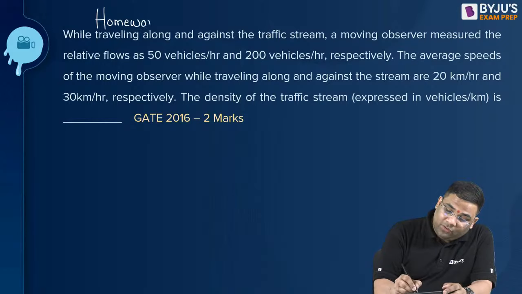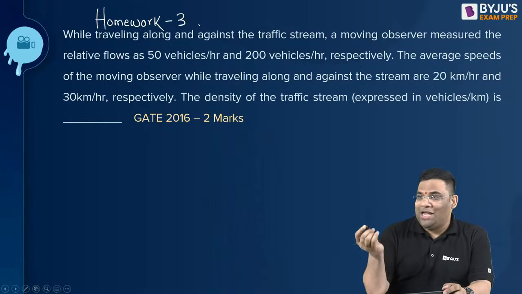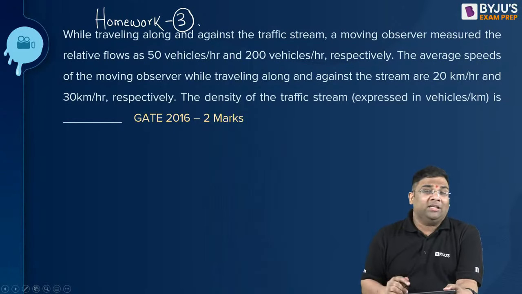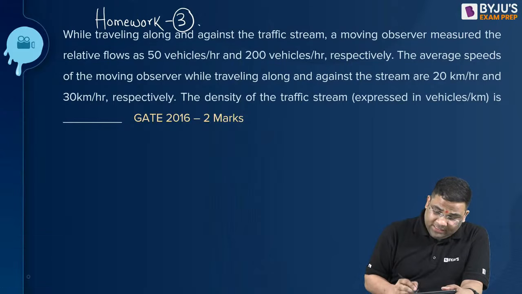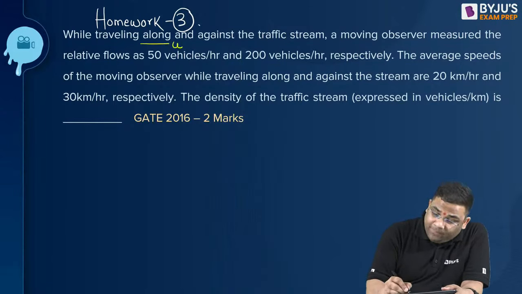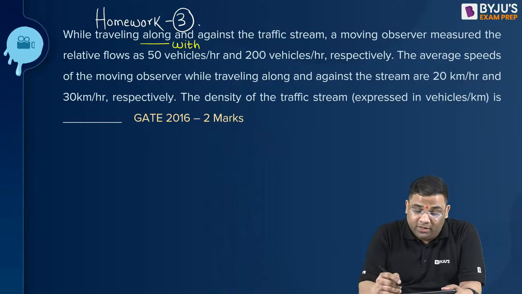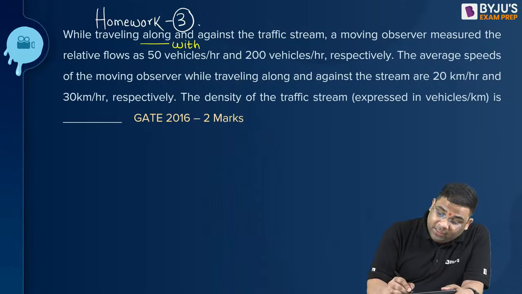Okay. It is homework question number 3. 1 and 2 are coming later. So directly I'll go to homework question number 3. It's a previous year question of GATE. You can easily solve now. You see, along means with. So when they are moving with and against the traffic for the moving observer, they are measured as what? 50 and 200.